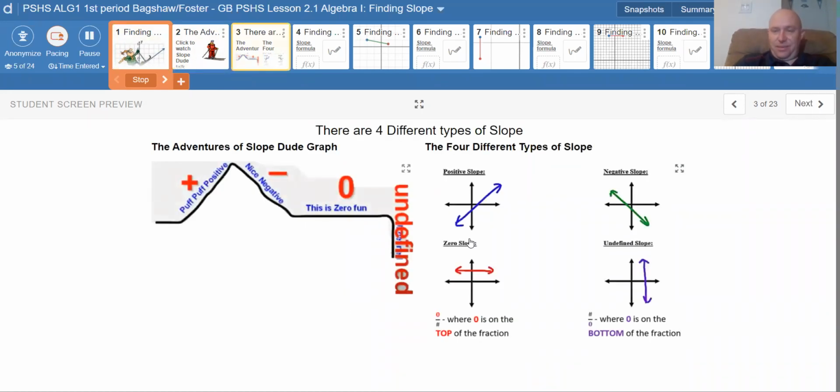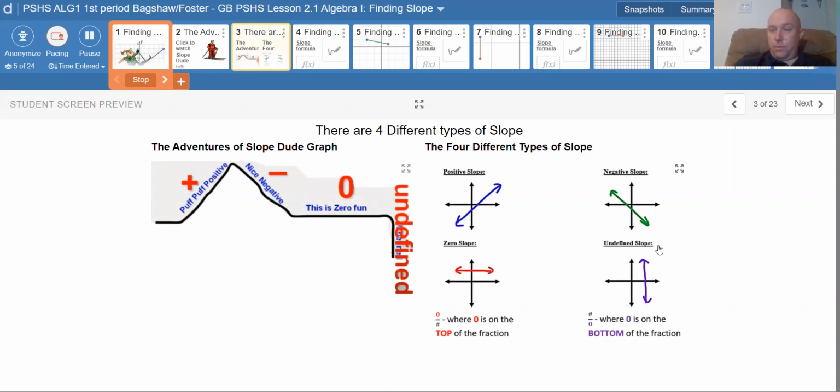So the 4 different types of slope are positive, as we go from bottom left to top right, negative, as we go from top left to bottom right, zero slope as we go across, because basically there is no slope there. Slope, you kind of think of how steep something is. So if you have something that's flat, then literally there is no slope there. And the last one, the special one, is undefined slope.